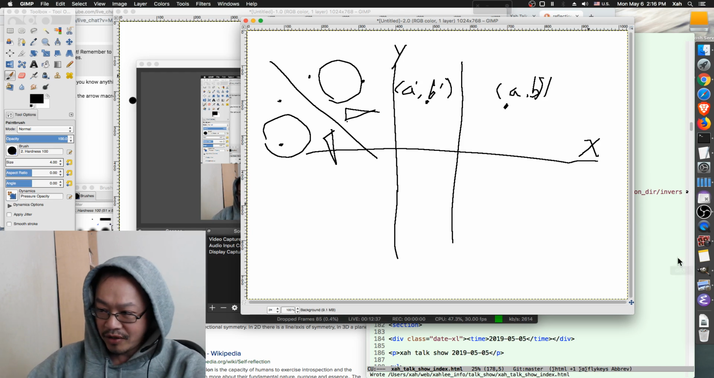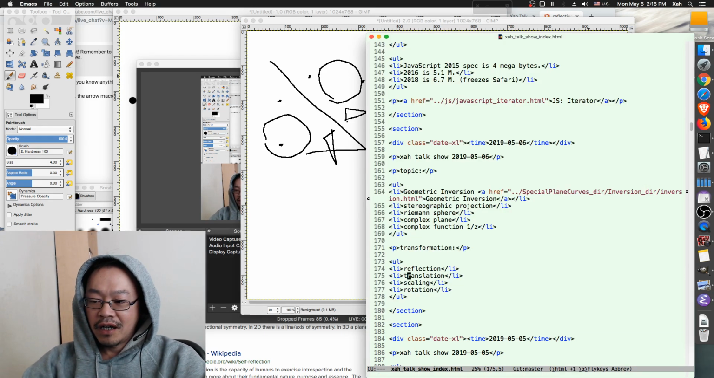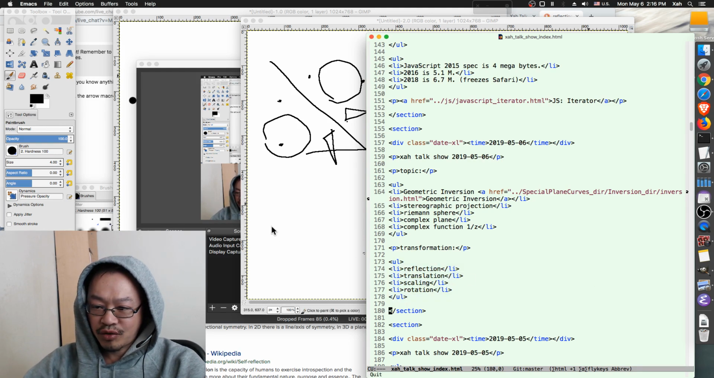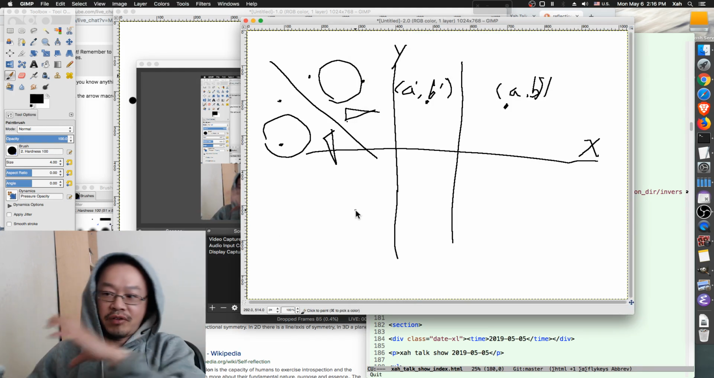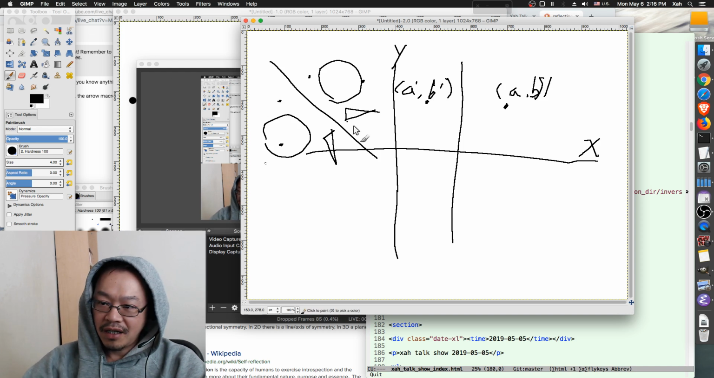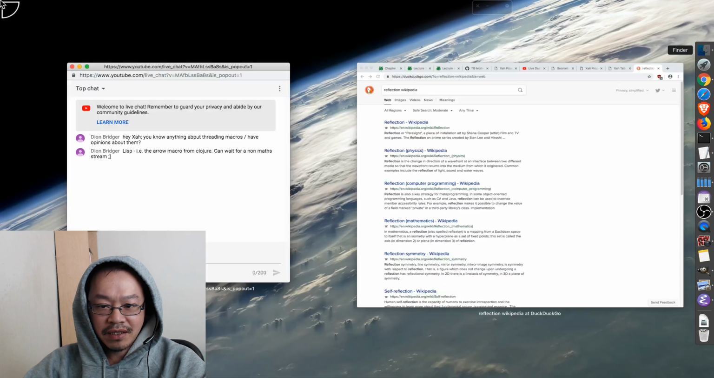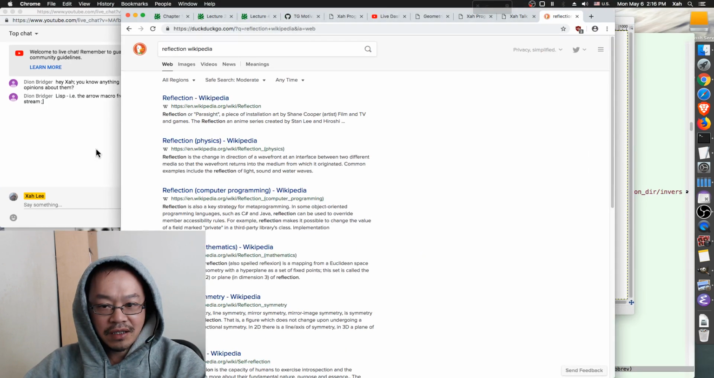Now that's simple enough. Now translation, these are some examples of transformations. Translation just means move a point to some other place. Actually, let's go to Wikipedia because that is easier.